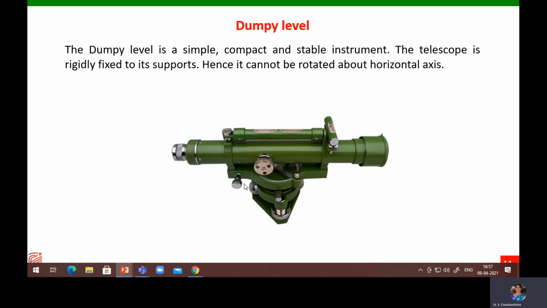So the dumpy level looks something like this. The main components of all these types of levels are one telescope, one leveling tube and 3 foot screws for the level. The dumpy level is a simple, compact and stable instrument. The telescope is rigidly fixed directly to its supports. It can be rotated about this vertical axis in all 360 degrees, but it cannot be rotated about the horizontal axis.